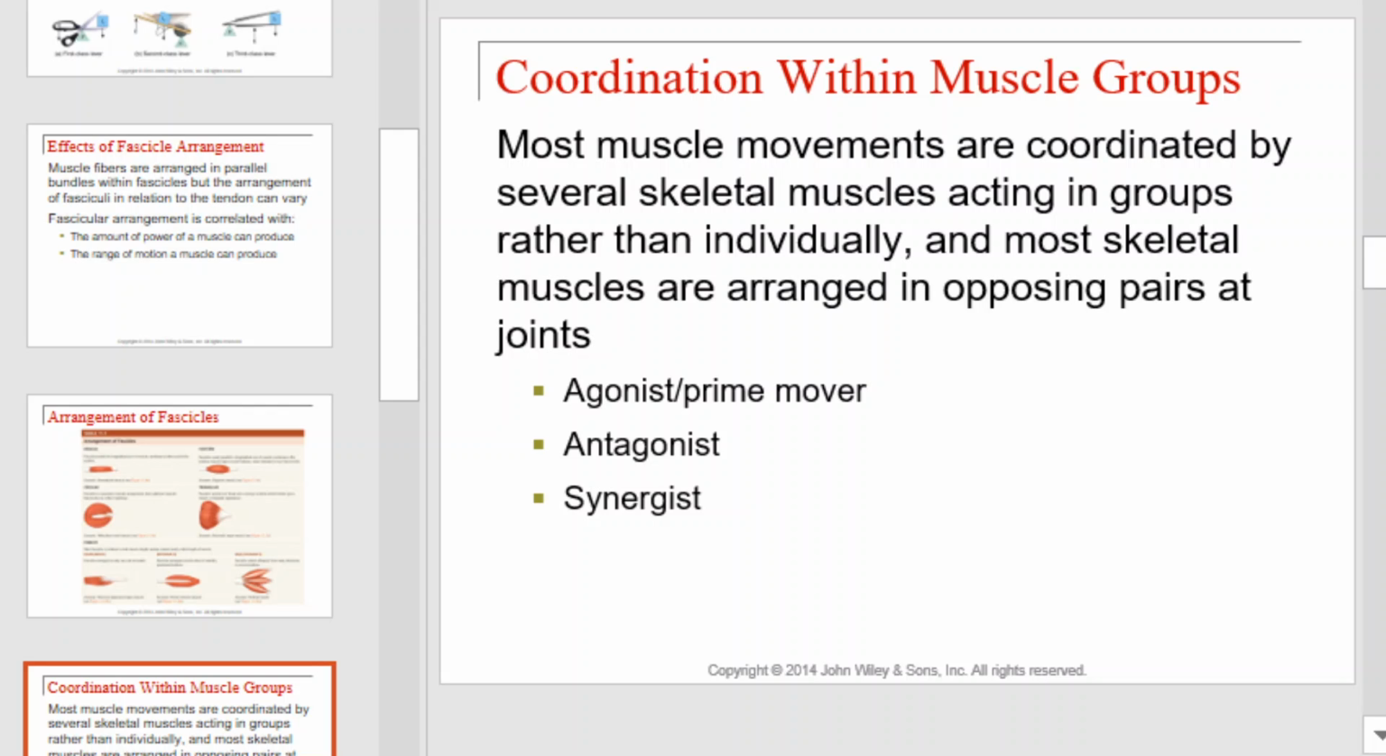Coordination within muscle groups. Most muscle movements are coordinated by several skeletal muscles acting in groups rather than individually. Most skeletal muscles are arranged in opposing pairs at joints. Those pairs can be agonist, antagonistic pairs, and can also include synergistic muscles. The agonist is the prime mover, the antagonist resists the movement, and the synergist contributes to either of the aforementioned.